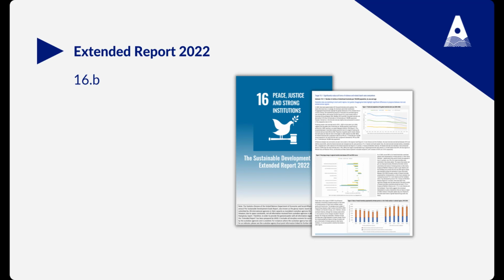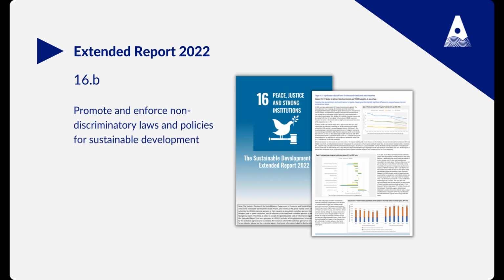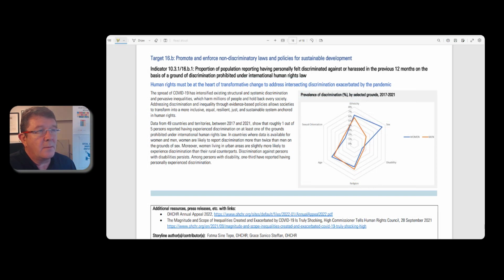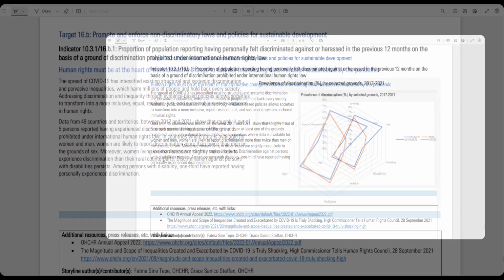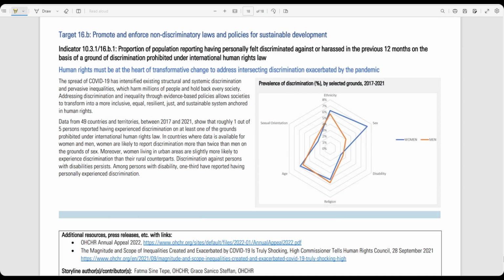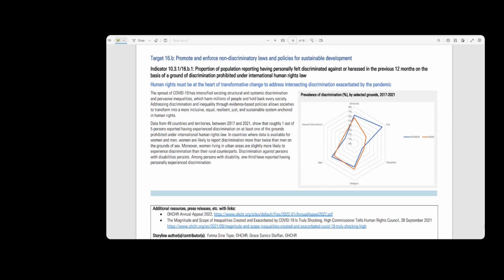Target 16.B, or Target 12, promote and enforce non-discriminatory laws and policies for sustainable development. Indicator 16.B.1, proportion of population reporting having personally felt discriminated against or harassed in the previous 12 months on the basis of grounds of discrimination prohibited under international human rights laws. And they comment that human rights must be at the heart of any transformative change to address intersecting discrimination exacerbated by the pandemic. And there's an interesting little graphic there.